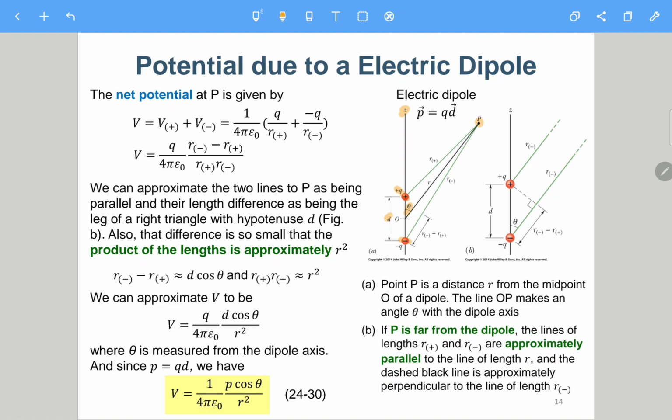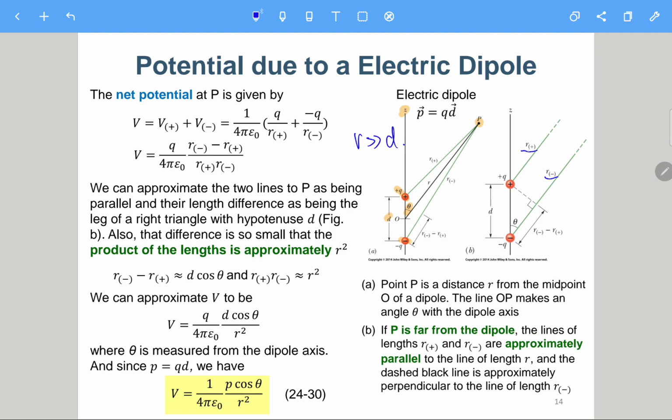Still, we need to assume that this point is sufficiently far away, which means that R is much larger than d. So this is much farther away, so that we can make the approximation that R plus and R minus are parallel to each other. It's similar to assuming the sun is infinitely far away, so that the sun rays are parallel.